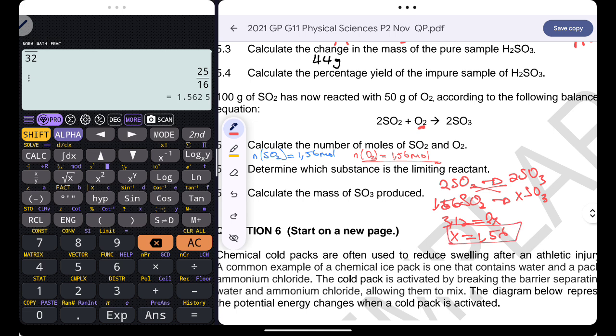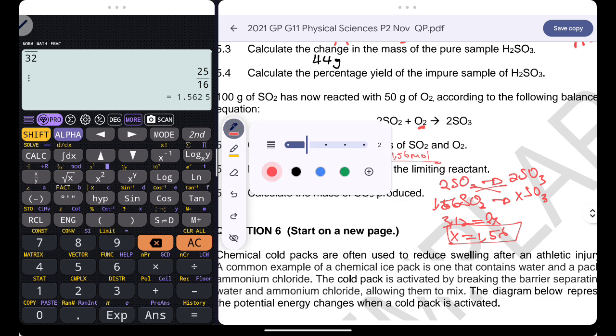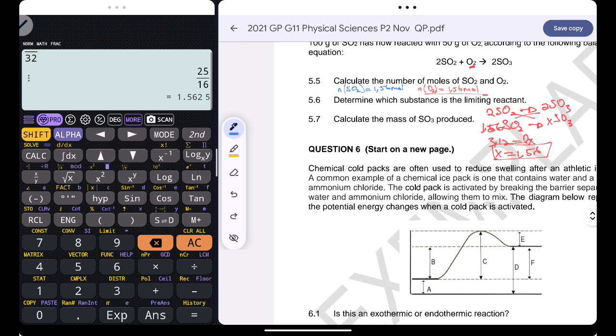So this is the amount of products I will get from sulfur dioxide. Let me see the amount of products I will get from oxygen. Let me write it in blue. From oxygen, remember that 1 oxygen will always give me 2 sulfur trioxides. If I have 1.56 oxygens, I want to know how much sulfur trioxide I will be able to form. Just cross multiply. This is 3.12, then x.